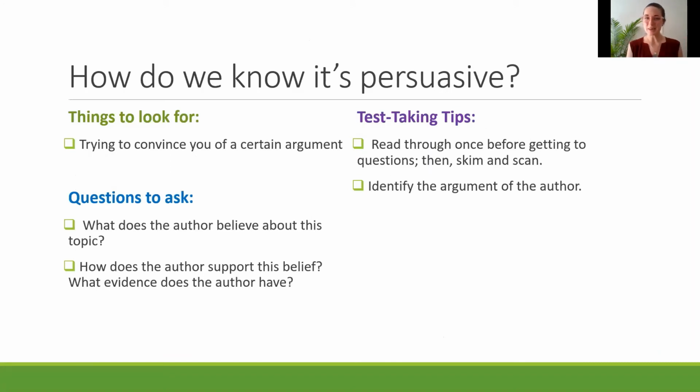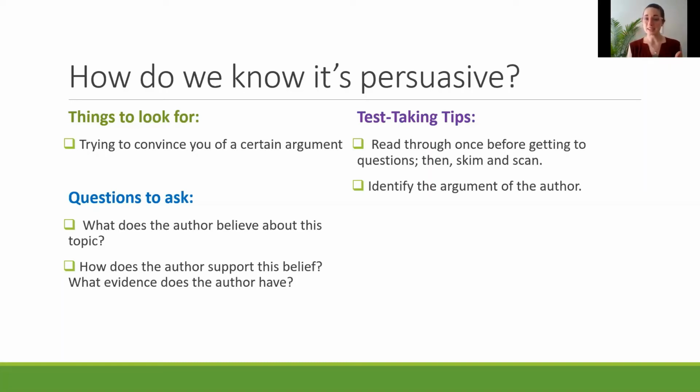All right, and the next type is, how do we know something is persuasive? Well, if it's persuasive, it's going to be trying to convince you of a certain argument. So you'll see them trying to make the point that one specific point is the right way. So some questions to ask. What does the author believe about this topic, right? So whatever the topic is, they're going to have an opinion one way or the other about that topic. That's the whole point of the persuasive text. And how does the author support this belief, and what evidence does the author have? So the bulk of the reading is going to be, okay, here's the argument I'm making, but here are the reasons why I believe it.